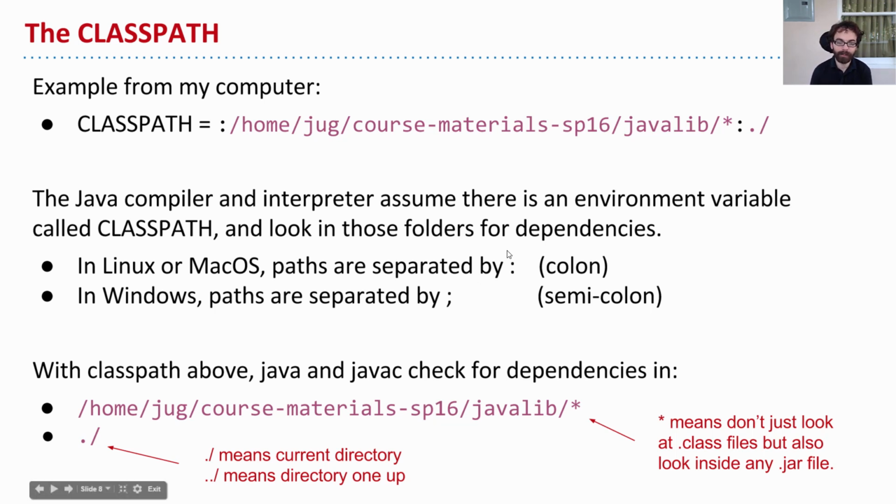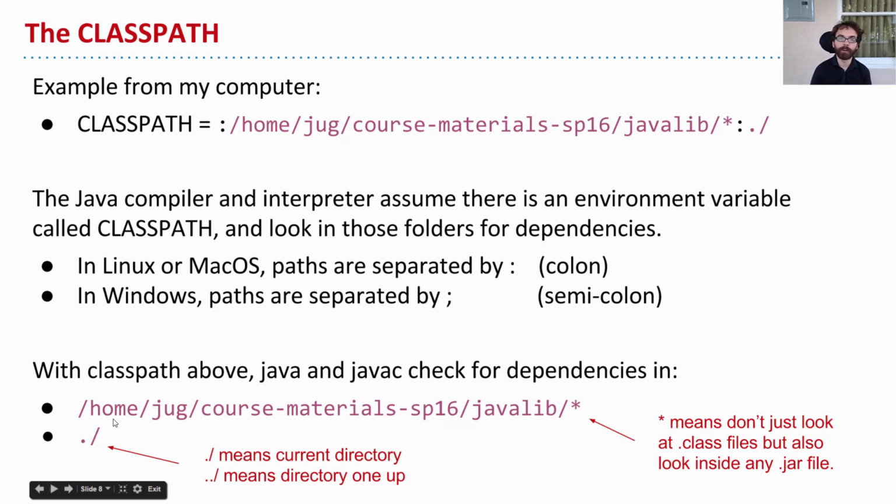So we live with it. But most everybody uses colons. Okay. So with this particular class path here, what'll happen is that java and javac will basically call, if you know Python, the equivalent of .split(':'). So it'll split it into a bunch of items, and it'll look in one of two places. It'll look in home, jug, course material, spring 16, Java lib, and it will also look in ./.